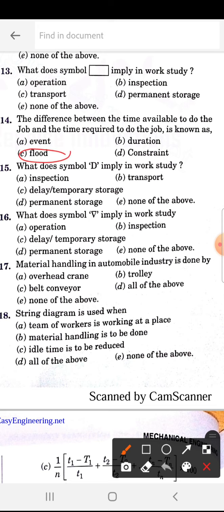Event duration, flood or float. Actually float, that is known as float. The symbol D implies a delay, or temporary storage. So D means a delay. Next, this is not V, this is the delta symbol. So delta implies that there is a storage. So it is the permanent storage.